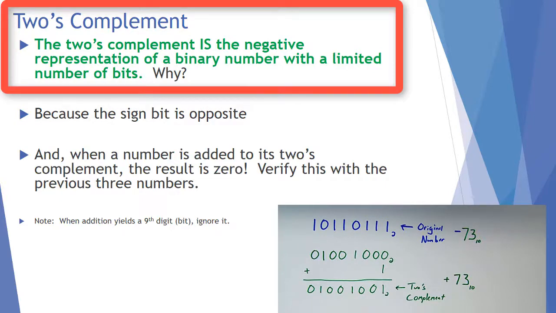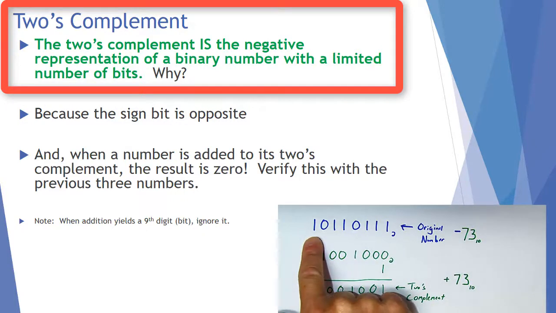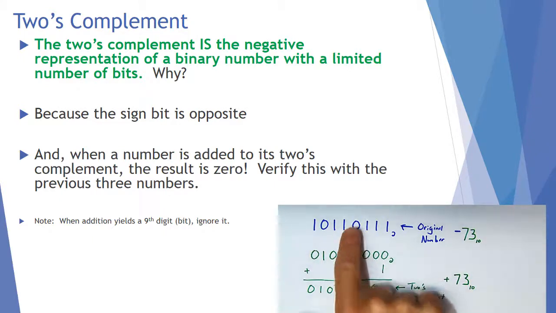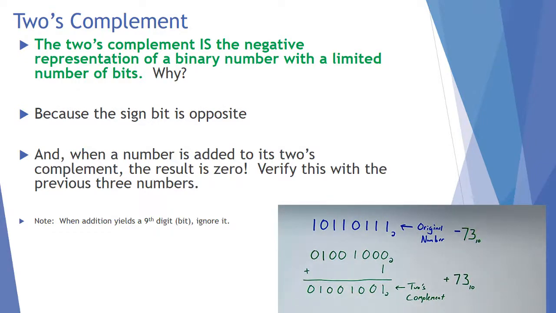Why? Well, for two reasons. First of all, the sign bit is opposite. We saw that right here. These two numbers have opposite signs. The bottom one was positive, but the top one was negative. But the second reason is the more important one. If we add a number to its 2's complement, we will get 0. Let's take a look right now.